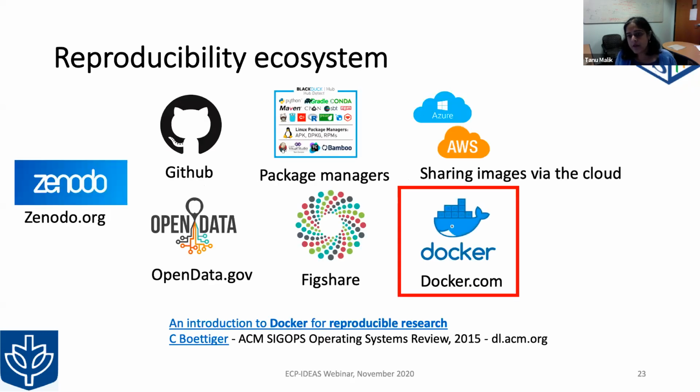So we have a reproducibility ecosystem of tools, such as Zenodo, GitHub, package managers, Figshare. They enable us to share data, share code. And we have also heard of the cloud sharing images, an entire virtual machine. We can share virtual machines on AWS or Azure. I want to specifically focus on Docker. As a container system, it has become very popular for doing reproducible research.